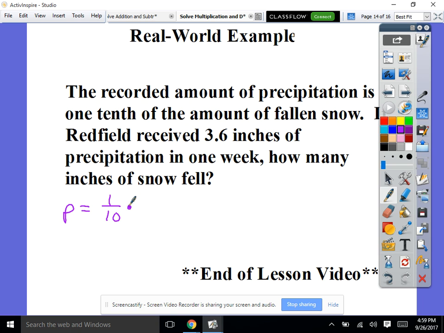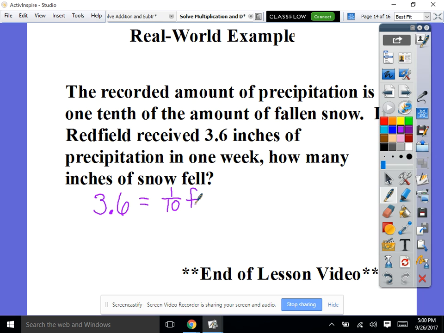Oh no. Let's go back, because I'm confusing myself. Let's try this again. So Redfield received 3.6 inches. Recorded amount of precipitation is 3.6 inches. That's what they recorded. That is equal to 1/10 of the fallen snow. So we're just going to put 1/10 F.